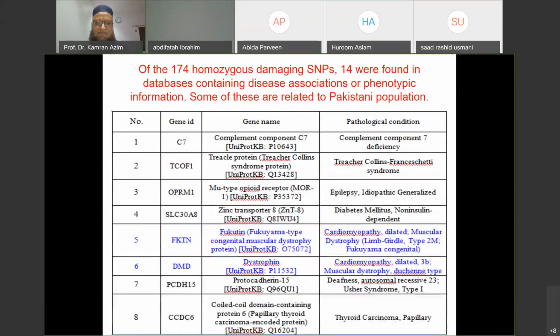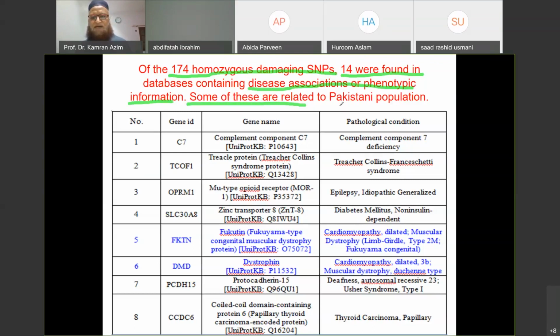we were further focused on the 174 homozygous damaging SNPs, which I mentioned before. 174 mutations which were homozygous, present on both chromosomes, and those mutations were damaging non-synonymous mutations. And of these we found that 14 were associated with different diseases or phenotypic information.